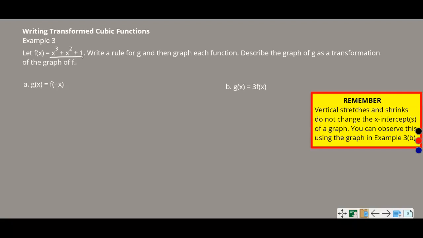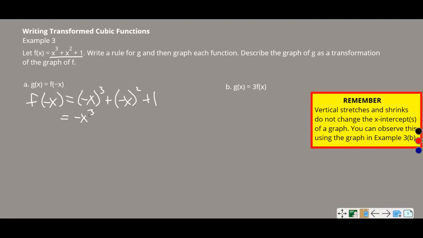So we're going to say f of negative x equals, and then we're going to put a negative x in for x, and then that's cubed, and then plus negative x in for our x squared, and then plus 1. Now we can just clean that up a little bit. A negative cubed is still negative. X cubed is just negative x cubed. So we can just lose the parentheses here.